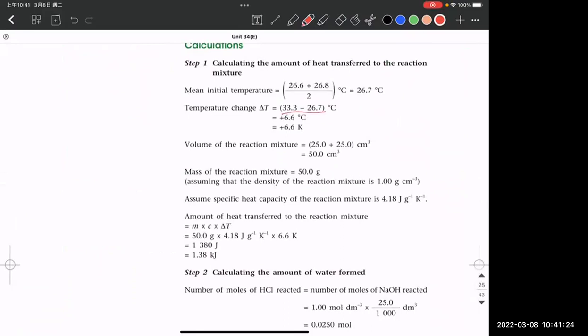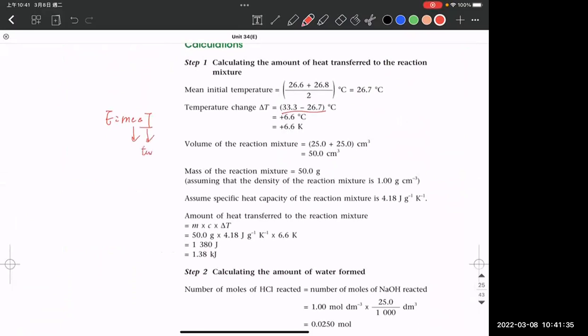Afterwards, what you need to do is to think of mc delta T, right? E is equal to mc delta T. So delta T, I know it, just a temperature change, a temperature rise. How about c? It is the specific heat capacity of the solution, while m is the mass of solution.